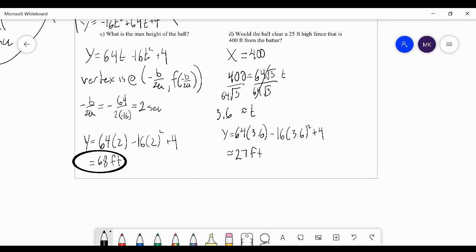So what this tells me is that when the ball has traveled a horizontal distance of 400 feet, it will be at a height of about 27 feet. So that is enough to clear the 25-foot high fence. So yes, the ball will clear the fence.